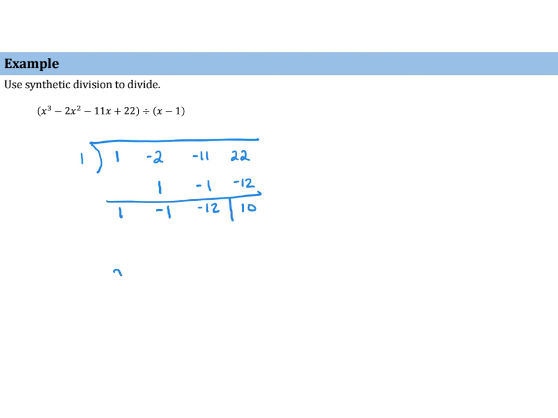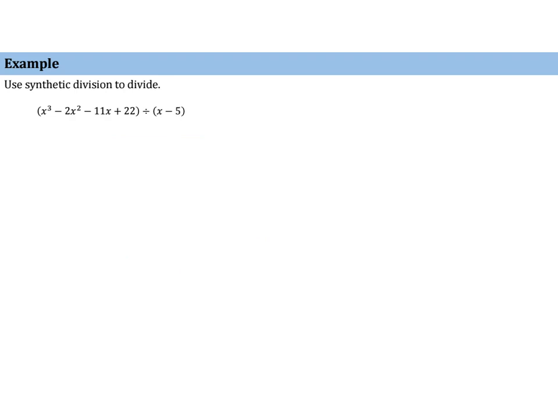And so our answer is x squared minus x minus 12 plus 10 over x minus 1. Likewise, we can do synthetic division on this. We have 5 on the outside. And then we have the same dividend as before. So 1, -2, -11, 22.